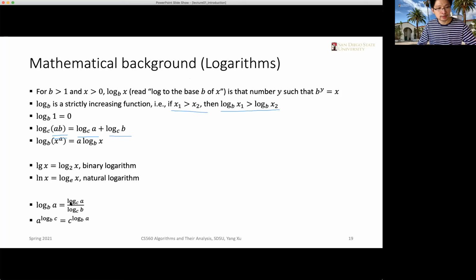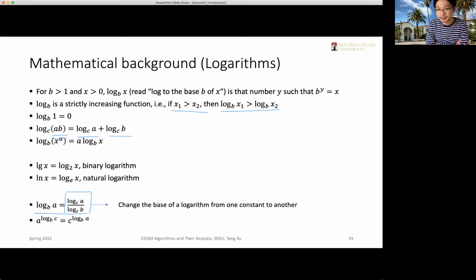The first one is called the change of base. If we have the logarithm base b of a, then we can rewrite this whole thing as the logarithm base c of a divided by the logarithm base c of b. Using this form, we can change the base of a logarithm from one constant to another, if it's useful to our goal of proving something.